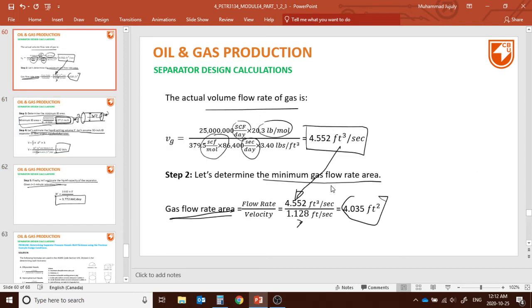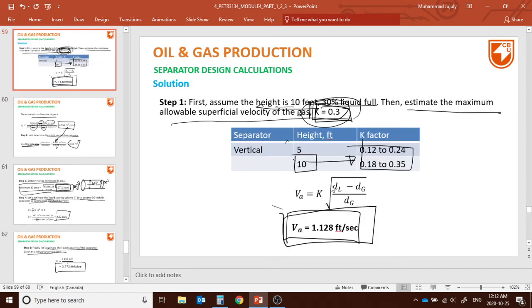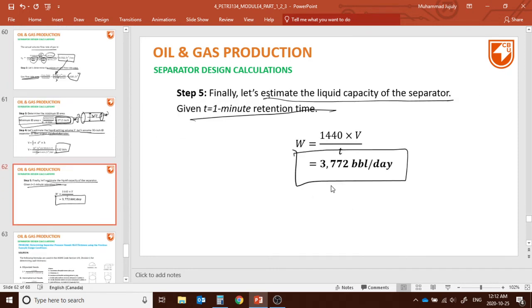separator. Okay, so I know there are lots of unit conversions. The real problem is very simple, but there are lots of unit conversions involved, so be prepared for that. Okay.